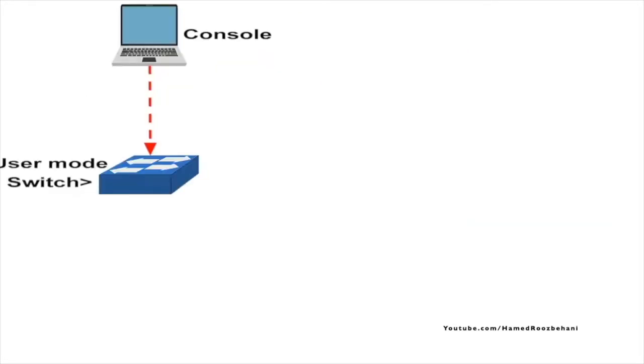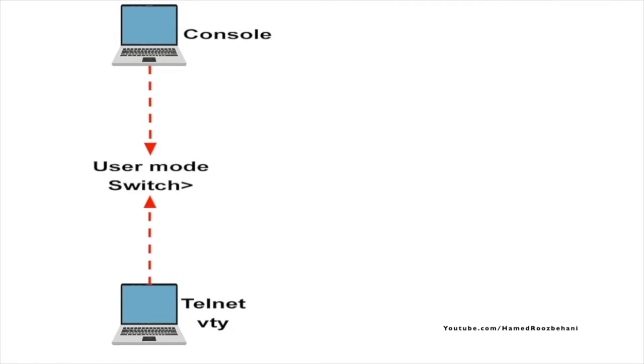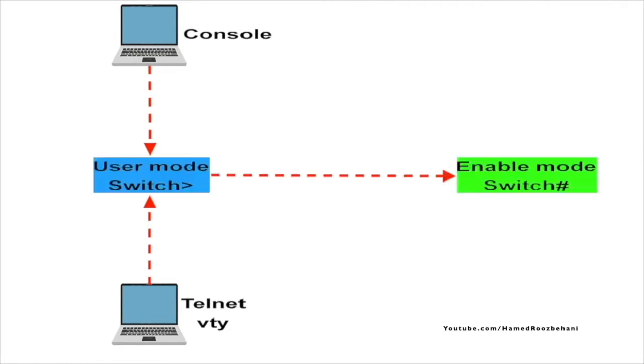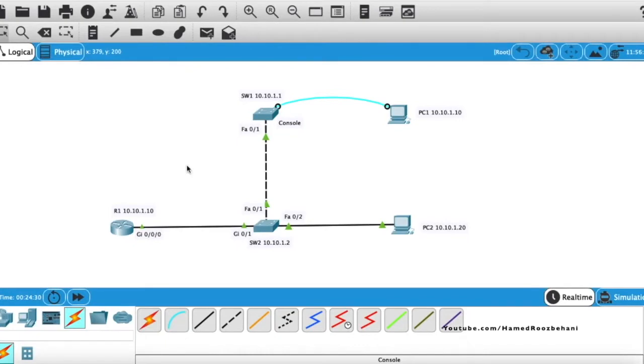In the first step, we will enter the console configuration mode and set the username and password, then secure remote access with Telnet and Secure Shell. After we are finished with the user mode, we will secure the enable mode. Let's secure the user mode with local usernames and passwords.